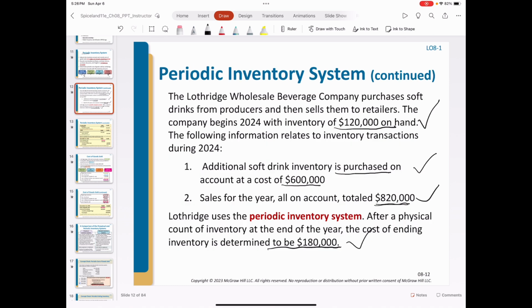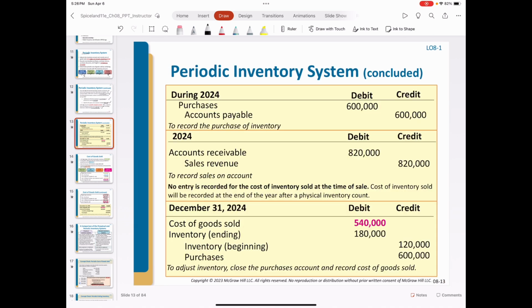How we record this transaction differently: we do not debit inventory, instead we debit purchase. Sales is the same thing, because revenue and accounts receivable have nothing to do with inventory and cost of sales. By the end of the accounting cycle, we make a single journal entry. We debit cost of sales, debit ending balance of inventory, credit beginning balance of inventory, credit purchase.